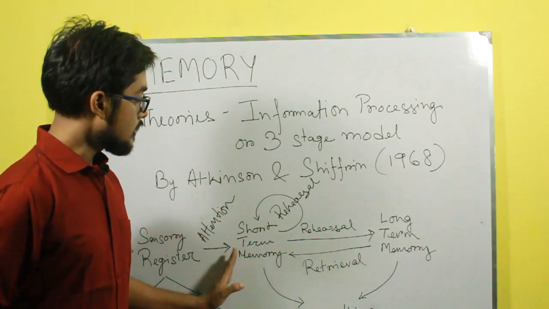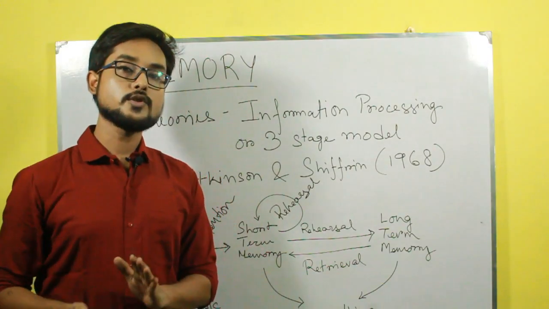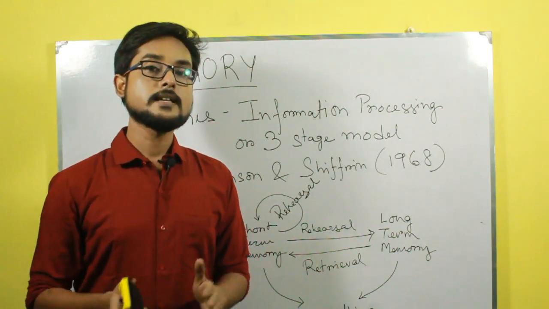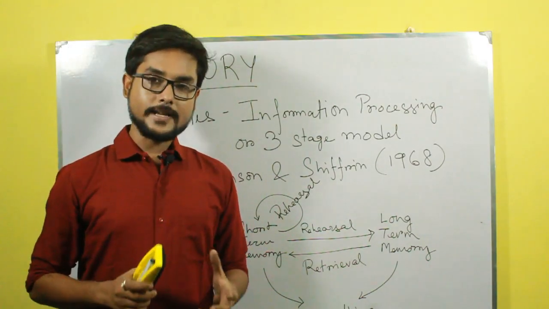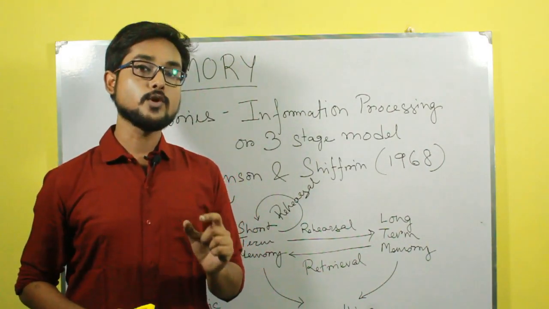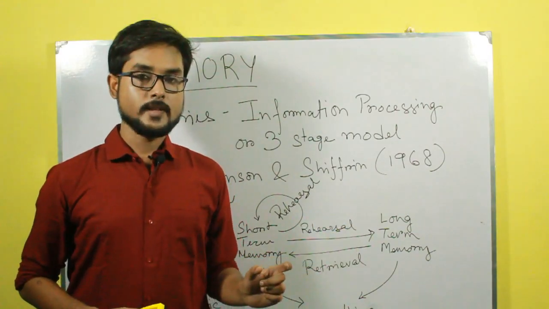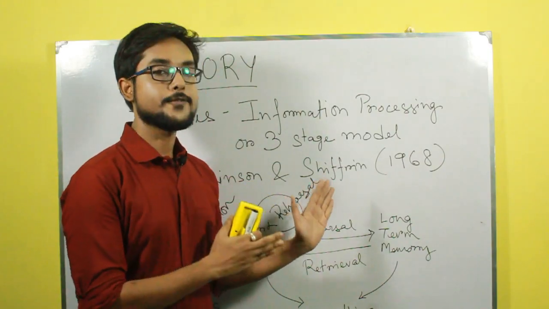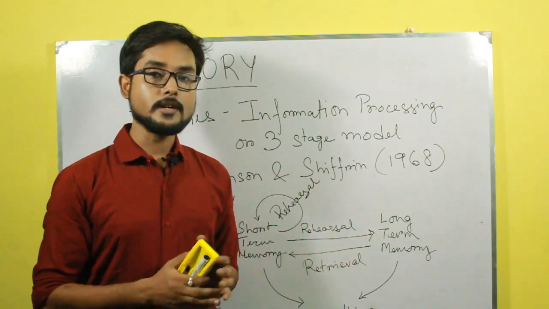When information is transferred from short-term memory to long-term memory, it is also encoded in long-term memory in acoustically similar, acoustically dissimilar, semantically similar and semantically dissimilar form. For example, the word batch, B-A-T-C-H, and the word badge, B-A-D-G-E, sound similar. They are acoustically similar, but we try to encode them in different manners. So we encode acoustically similar items in our long-term memory.